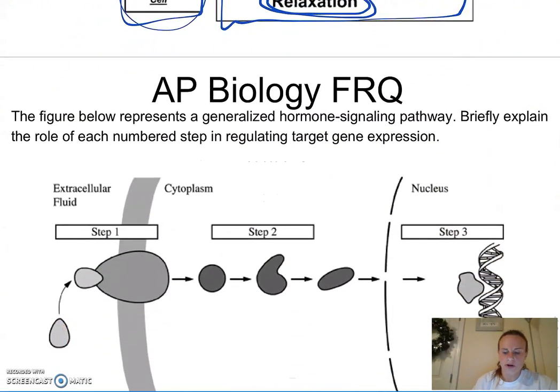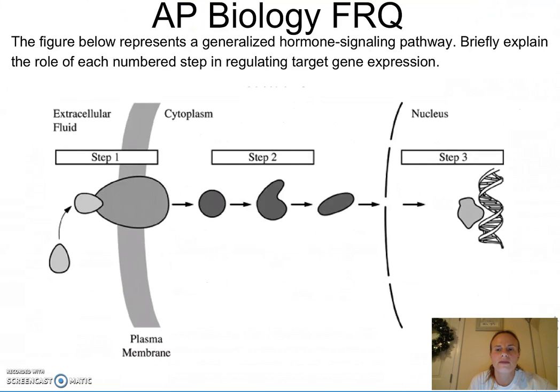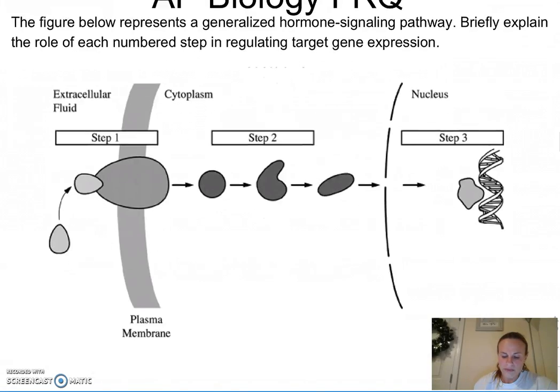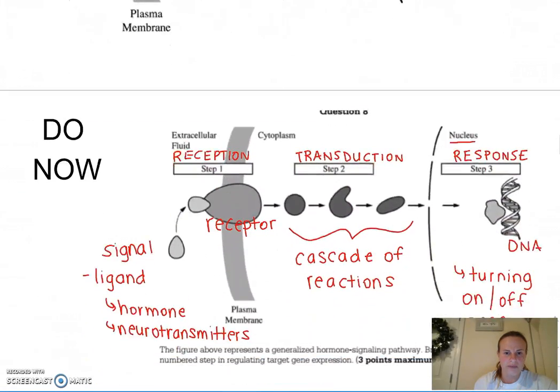Here's a sample FRQ that addresses the different steps involved in signaling pathways. So it says this figure below represents a generalized hormone signaling pathway. Explain the role of each numbered step in regulating target gene expression. And this is what you should be able to come up with.